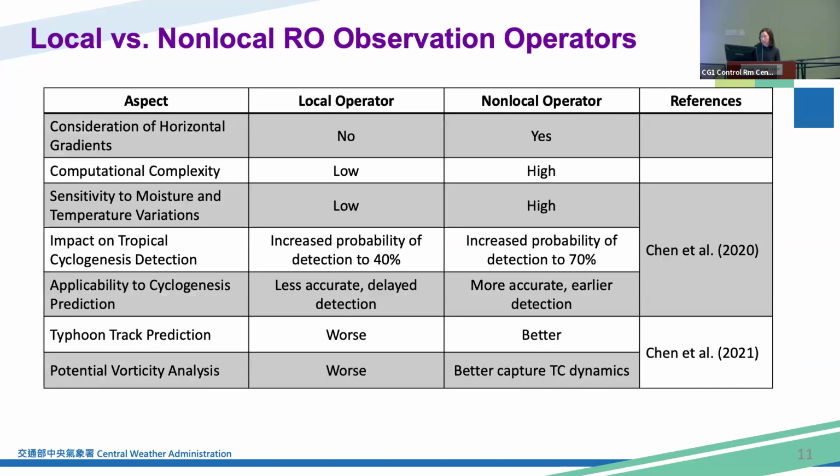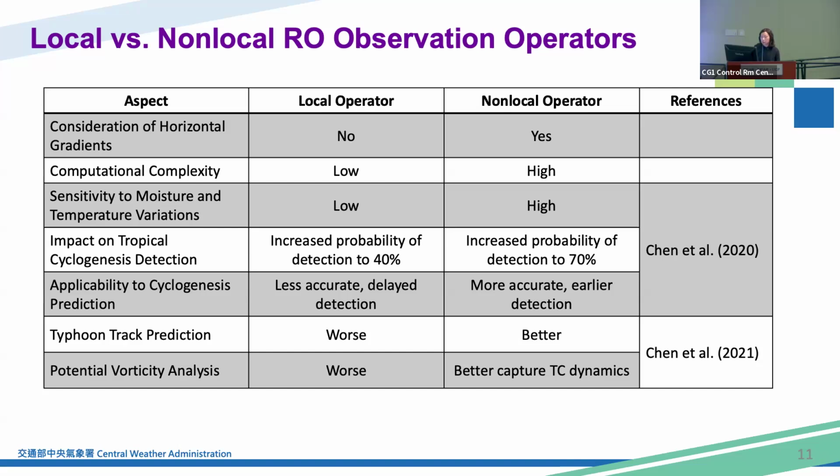Okay, so let's make a simple table to compare the local and non-local operators. As I said, the non-local operator considers the horizontal gradients, which means it is sensitive to moisture and temperature variation. However, this also makes for a high computational demand. So the non-local operator may cost a little more than the local operator.